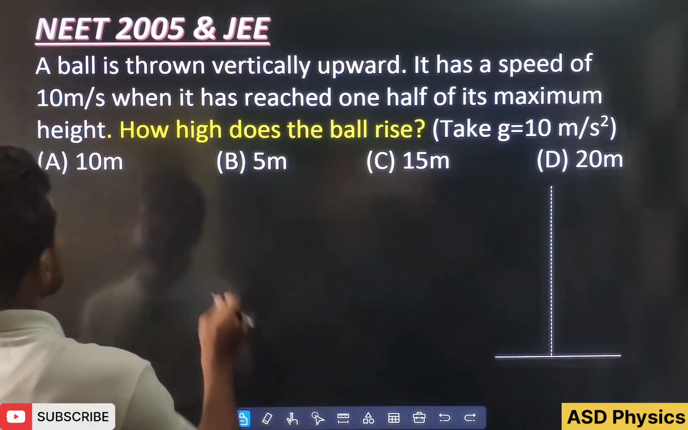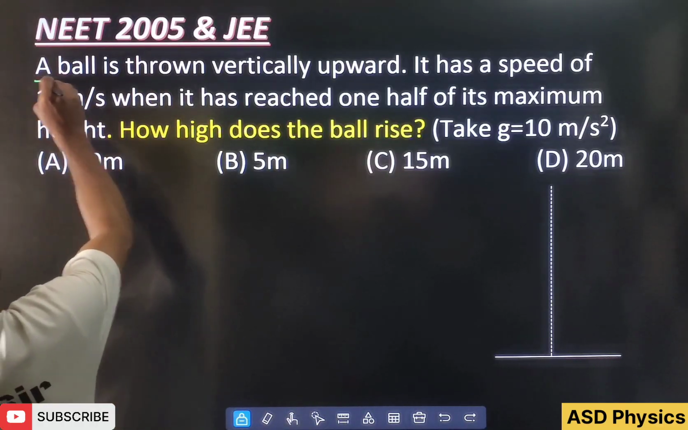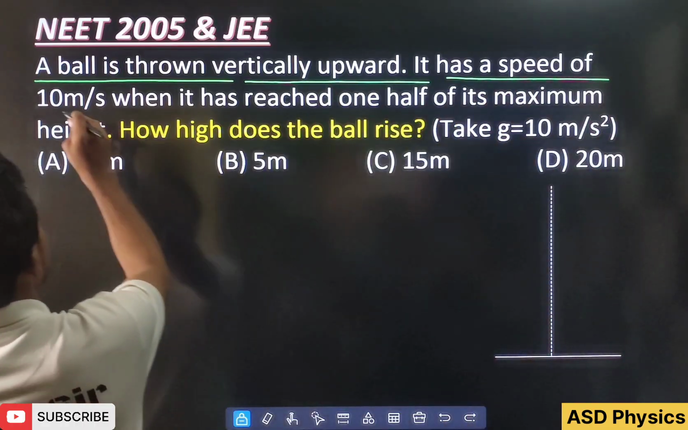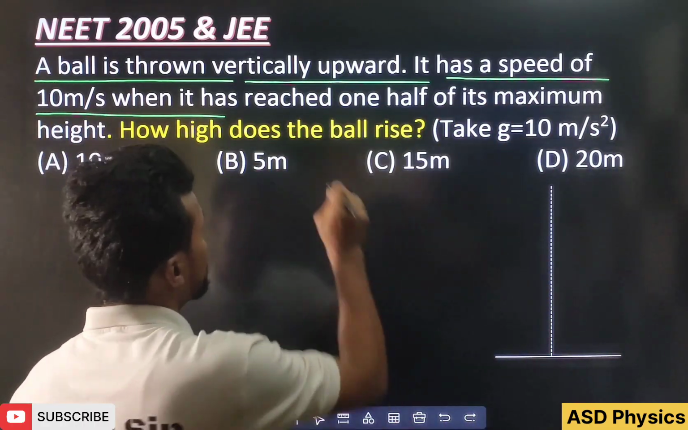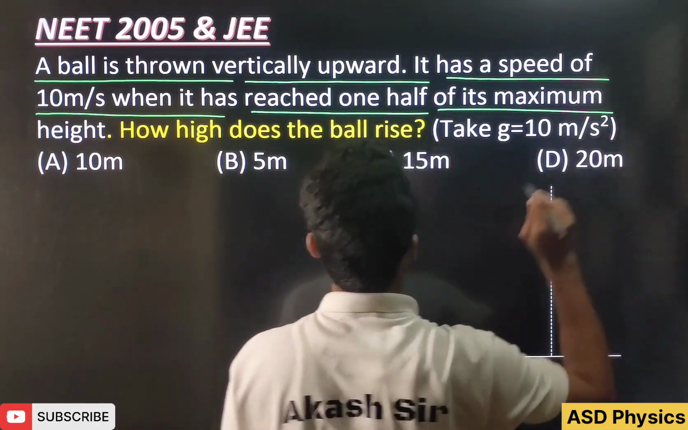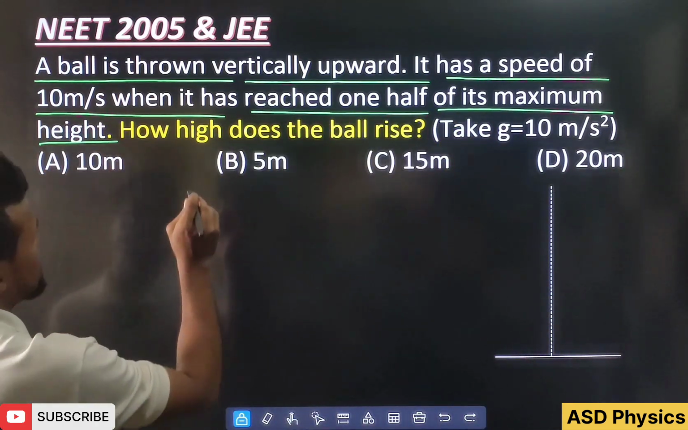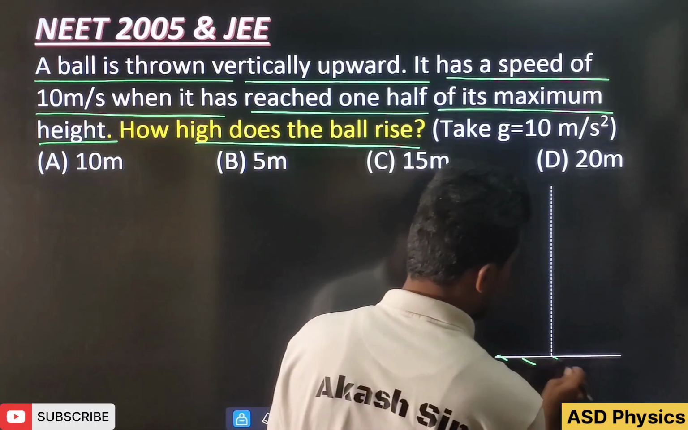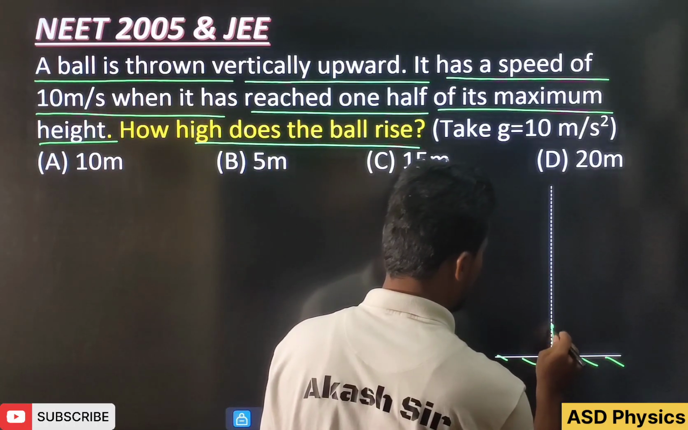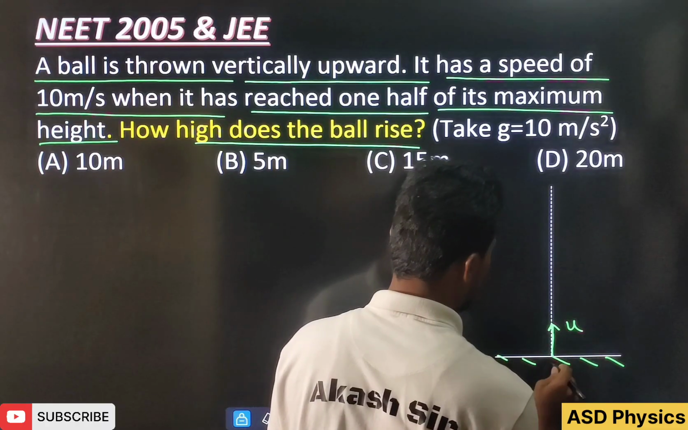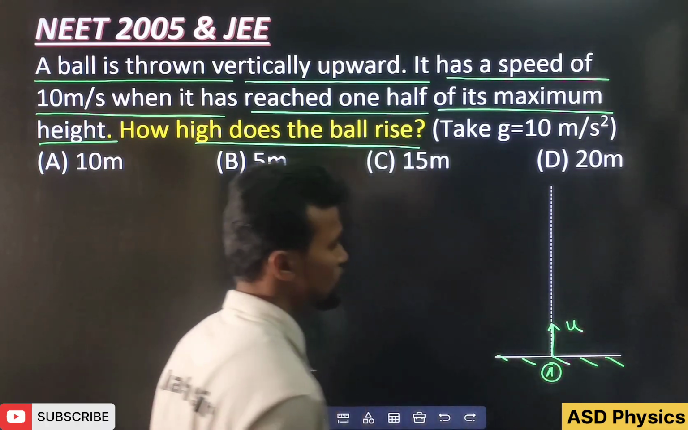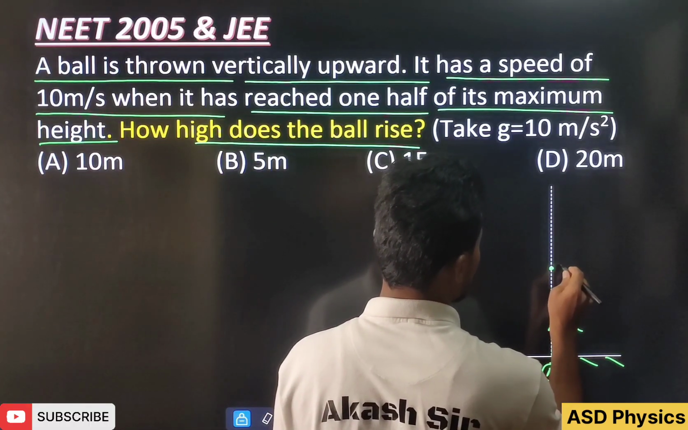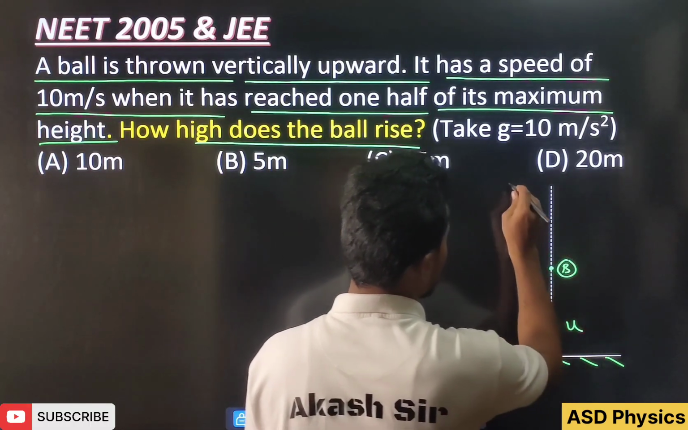The question is a NEET 2005 question. A ball is thrown vertically upward. It has a speed of 10 meter per second when it has reached 1/2 of its maximum height. How high does the ball rise? Okay. So anyhow, this is the ground and the initial velocity is not given. So let's take here, the ball is thrown with initial velocity u from point A. And when it is reaching half of the maximum height, let's take somewhere here at point B.